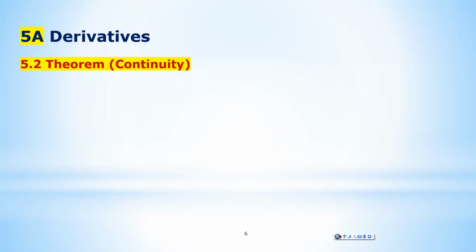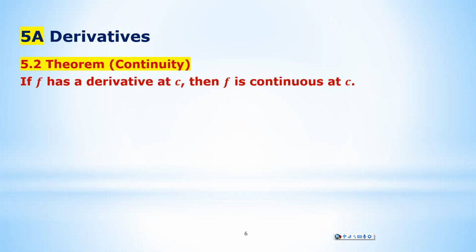Now, in 5.2, we'll talk about the theorems. The first one is the continuity theorem. The continuity theorem basically says that in order for a function to be differentiable at a point, the function needs to be at least continuous at this point. So being differentiable at a certain point is a stricter condition than continuity. The statement is: if f has a derivative at c, then f is continuous at c.